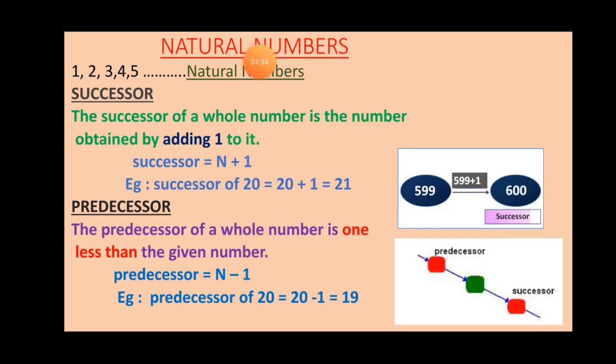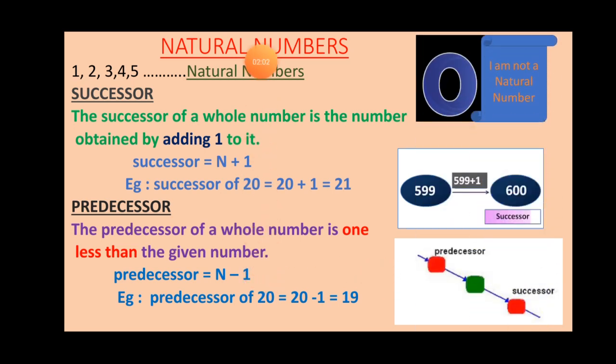Now you can obtain the successor for this another number, 599, in the same way. Now children, as such we learned predecessors are the numbers which come just before the given number, as well as successors are those numbers which are obtained by adding 1 to it or which appear just after the given number. And always remember that 0 is not a natural number.